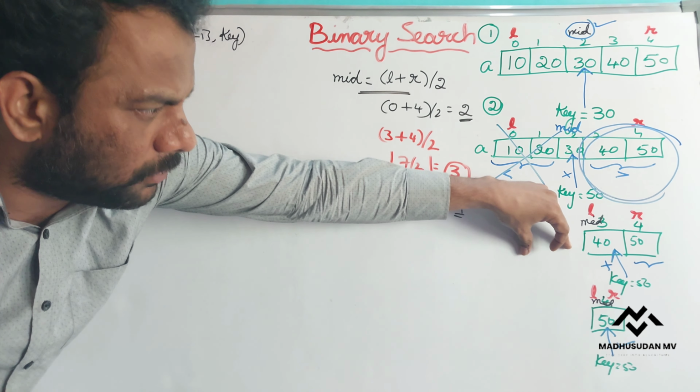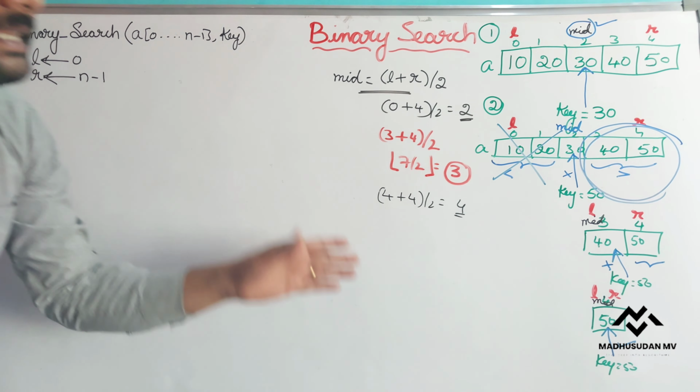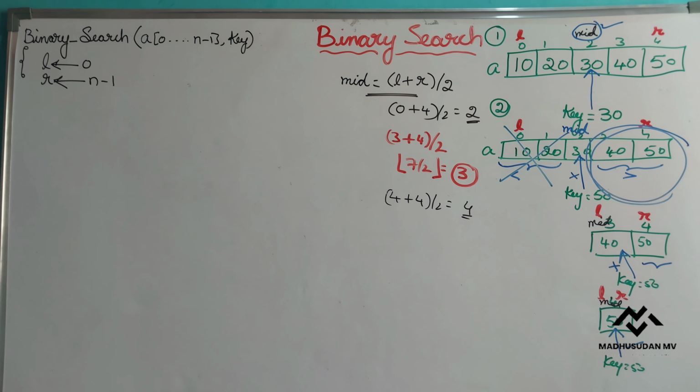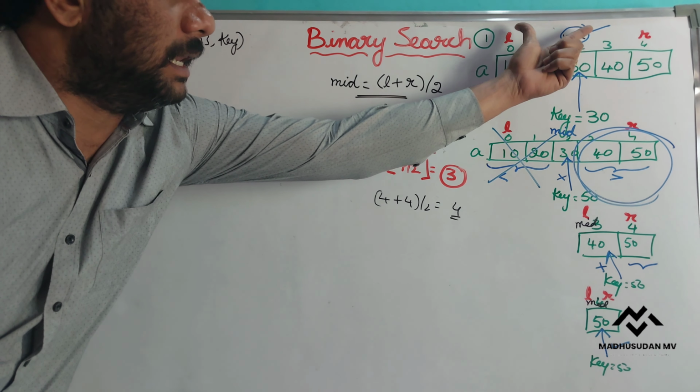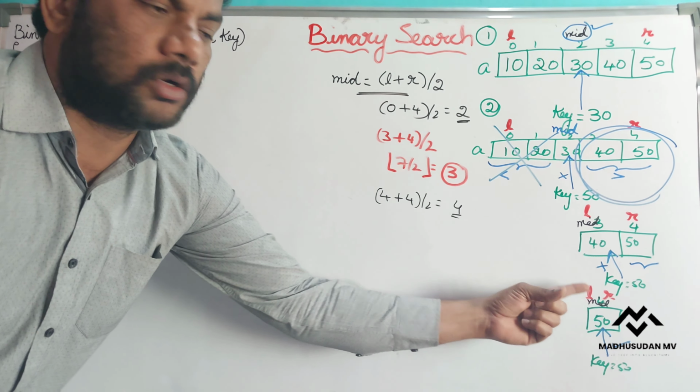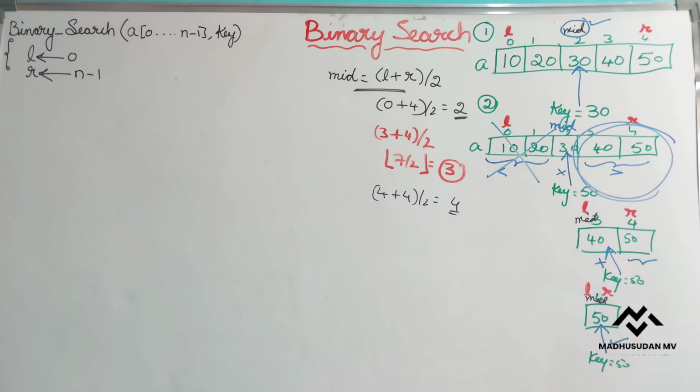Why we don't get this half? Because if you take this one, L is greater than R. So we should not take it. Either L should be less than R or L should be equal to R. Then only we are comparing the key element with the mid.